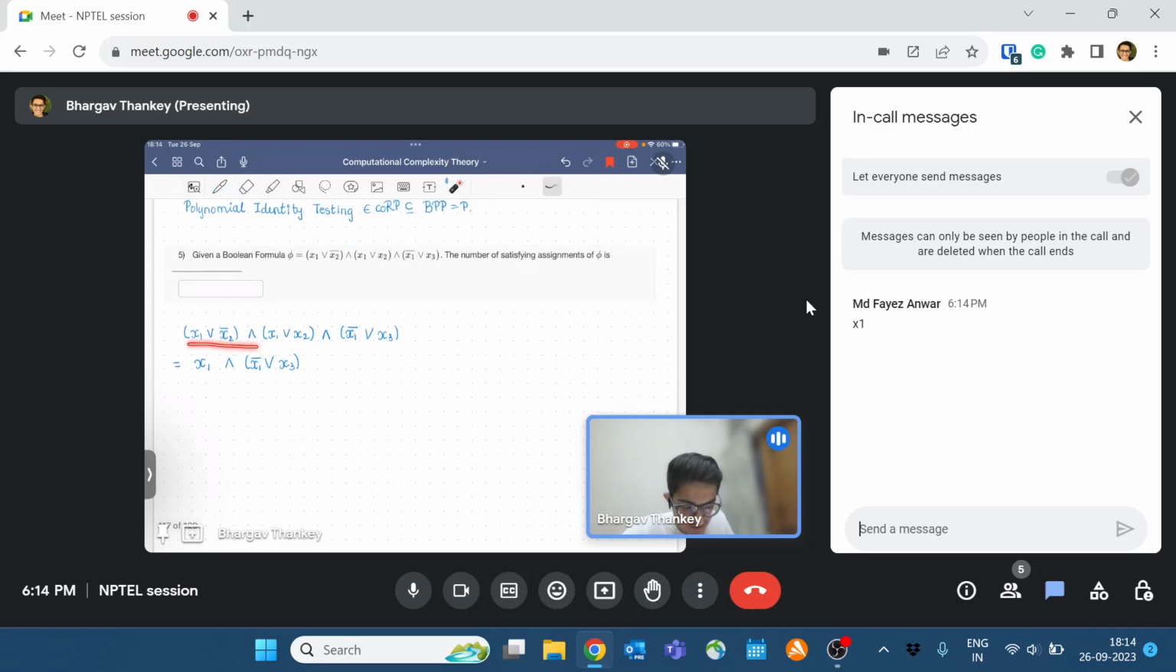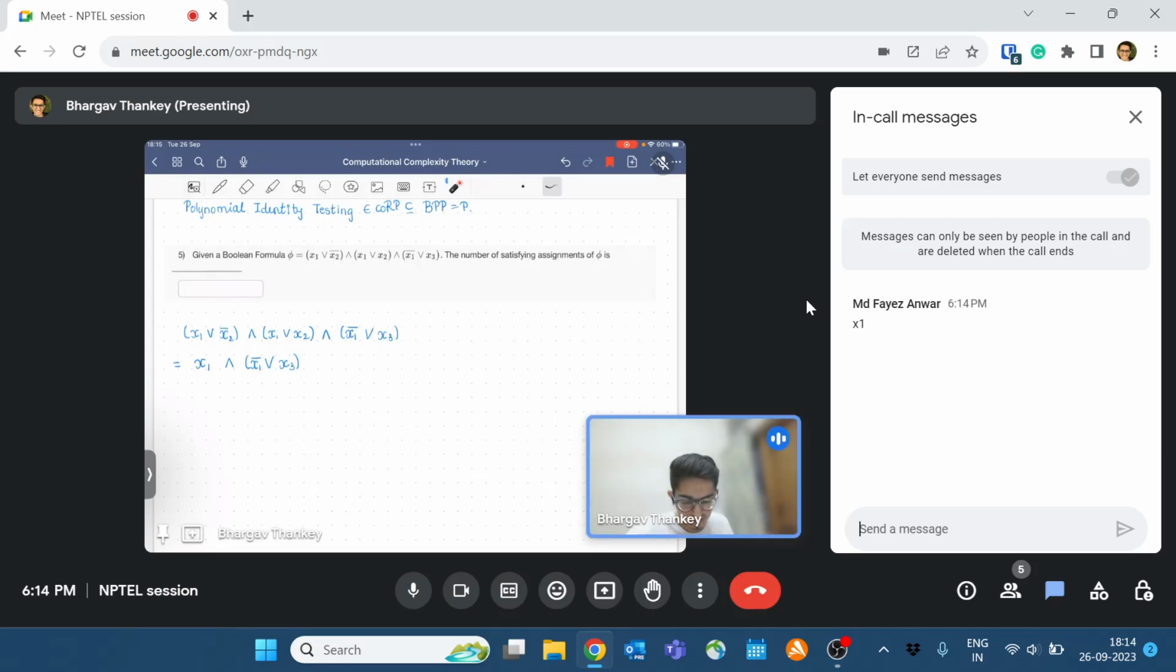So do you see why this is equivalent to x1? This might be a known result, I don't know. It's because to make everything true, if I put the value of x1 as true, then x2 could be anything. It could be true, it could be false. So the value of x2 doesn't matter here. What matters is the value of x1 only. So this entire thing can be reduced to x1.